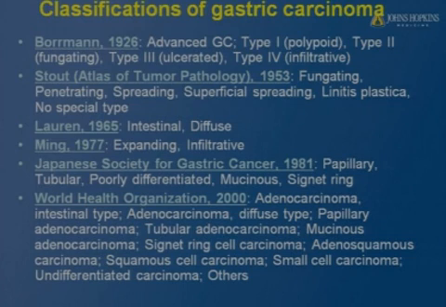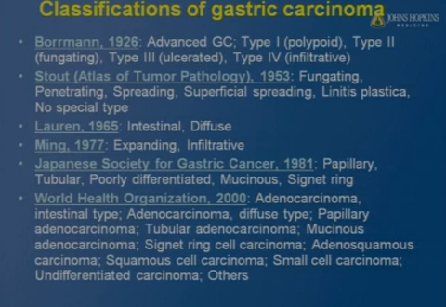As I mentioned, because it is one of the oldest diseases, there are many classifications, like Borrmann's classification, which was made in 1926 but still is valid, which was the classification for advanced gastric cancer. There were 4 types: polypoid, fungating, ulcerated, and infiltrative.